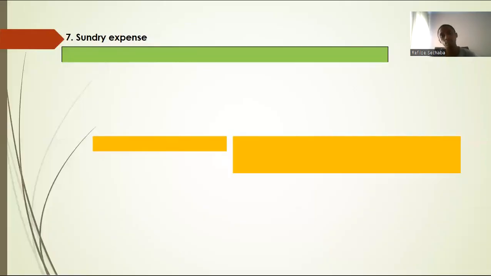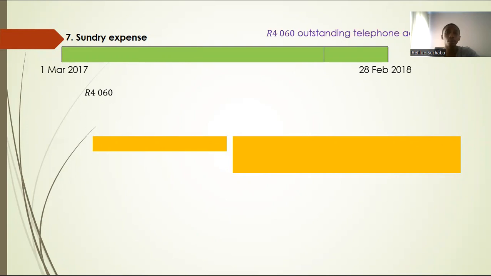All right, for sundry expenses, just take note of this period here. It starts on the 1st of February until the 28th of February. So we have an outstanding amount of 4,060, as I've said. What is it? It's simply an outstanding telephone account that has been incurred. It has been incurred, but we haven't yet paid it because we have used the telephone services, but we have not yet paid for them. So it's for the period from the 1st of February until 28th of February.